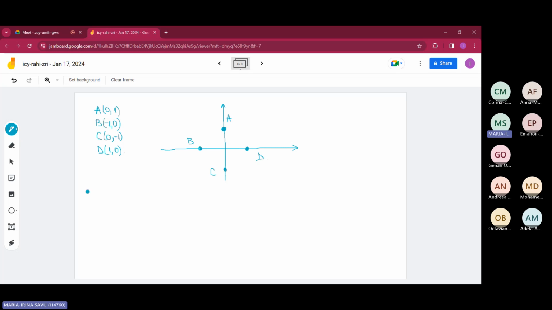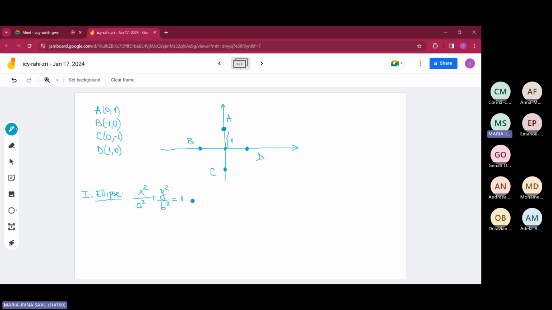Well, we have to take each type of conic. Let's say that we start with ellipses. If you have ellipses, you have the reduced equation, which looks in this way. Let's suppose that the center is (0, 0), because you see that all these points are at distance one from the origin.